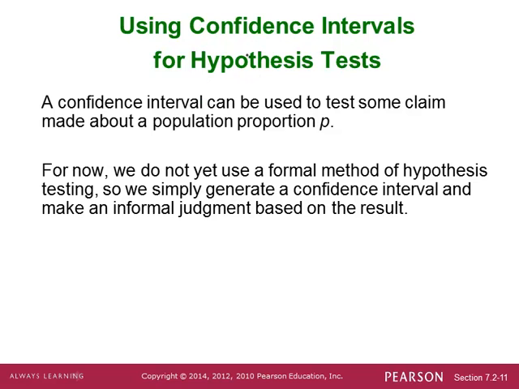And we could use confidence intervals for hypothesis testing. We will have a formal discussion of hypothesis testing next chapter, chapter 8. But I can tell you right now that a confidence interval can be used to test some claim made about a population proportion p. As in, you know what, I'm willing to bet that 1/2 of the population supports Branstad for re-election, for example. For now, we do not yet use a formal method of hypothesis testing, so we simply generate a confidence interval and make an informal judgment based on this result, as we shall see in this example here.